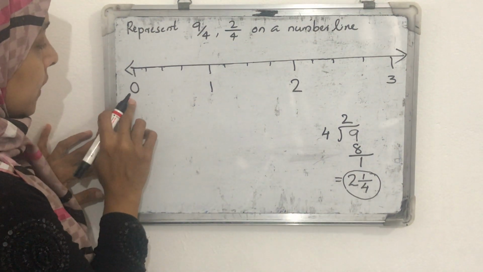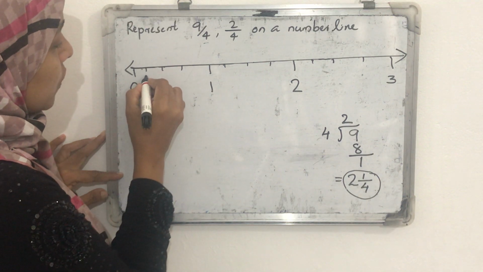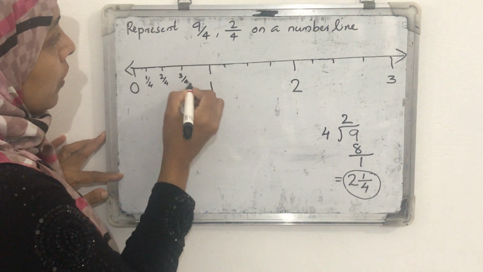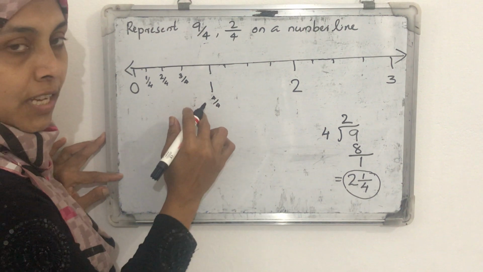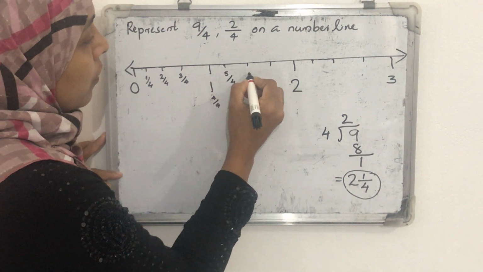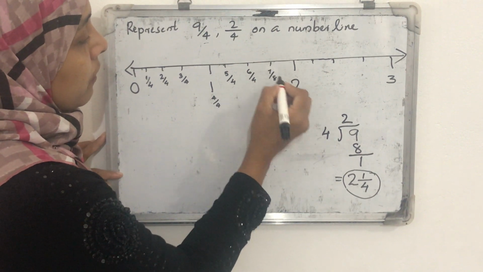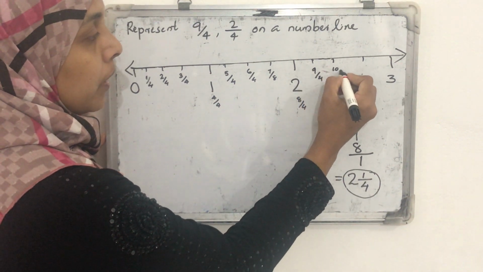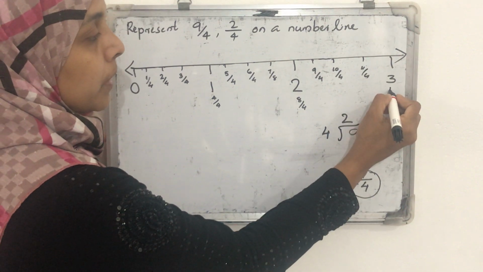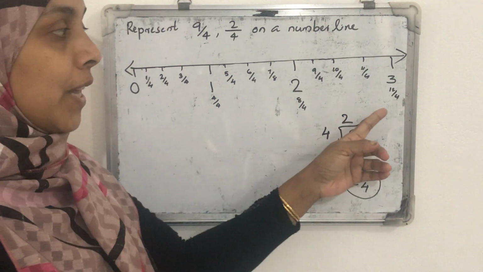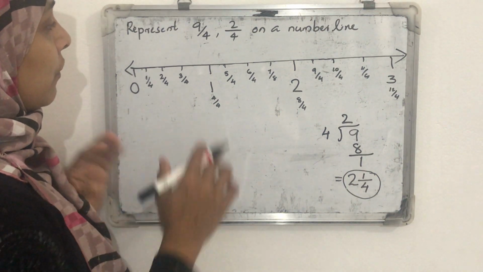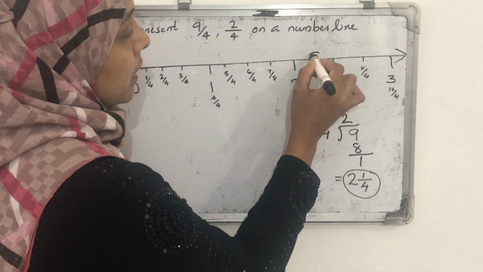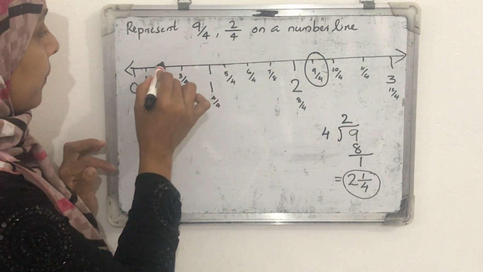First mark 0. Then next after 0 it will be 1 by 4, 2 by 4, 3 by 4. Then instead of 1 we can represent it as 4 by 4. Next will be 5 by 4, 6 by 4, 7 by 4, and 2 will be 8 by 4. Then 9 by 4, 10 by 4, 11 by 4, and it will be 12 by 4. 12 by 4 we know the answer is 3. So in this question, which rationals do we want to represent? 9 by 4 and 2 by 4. Here it is 9 by 4 and 2 by 4.